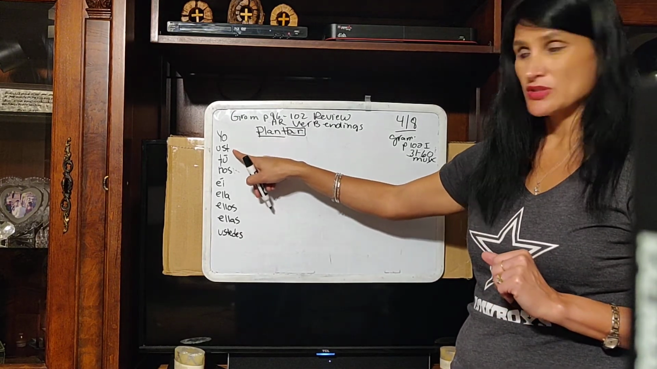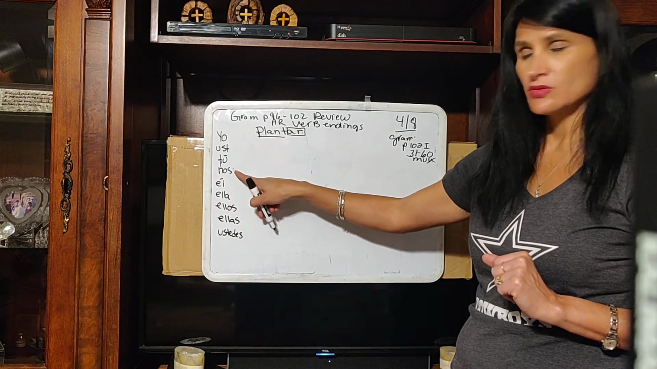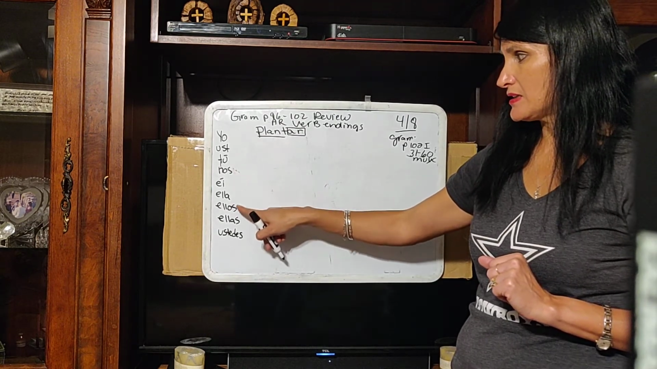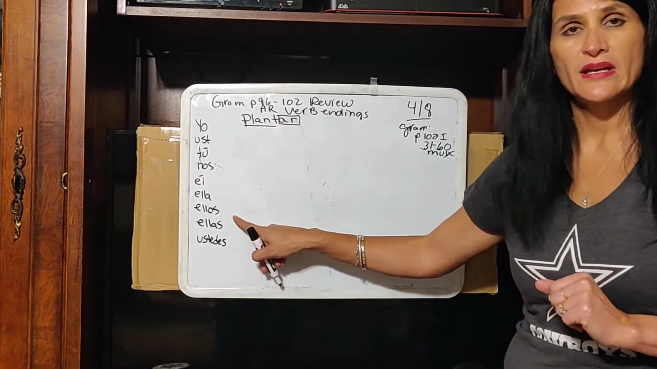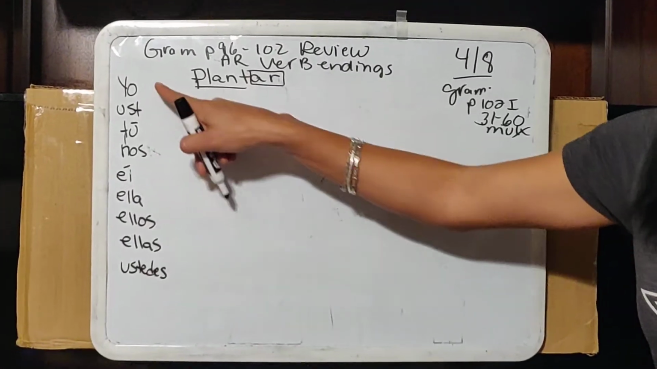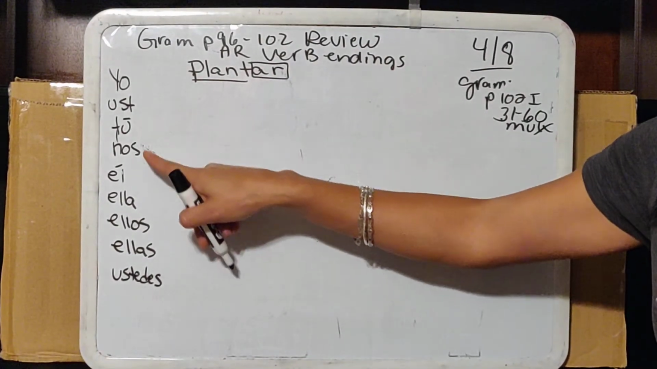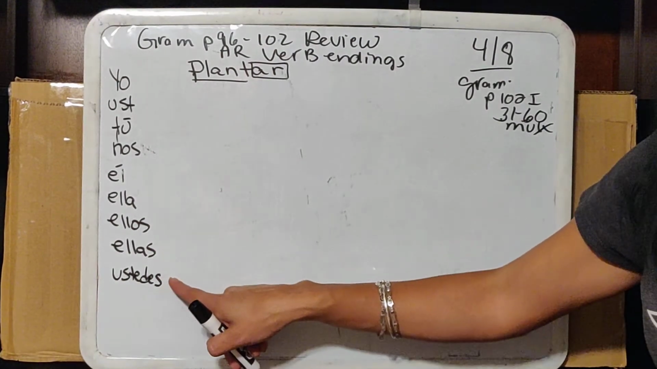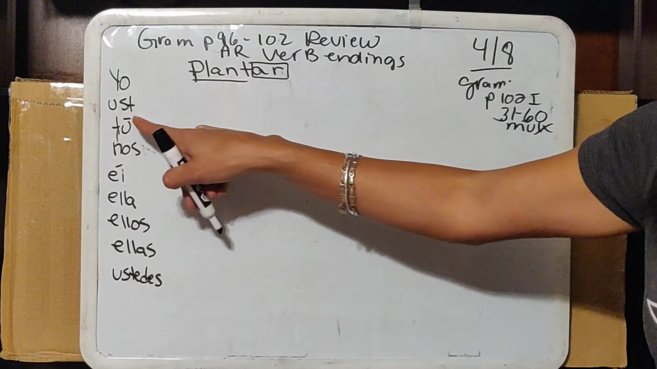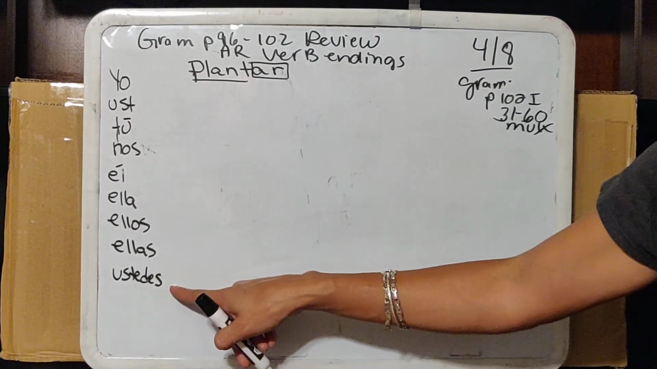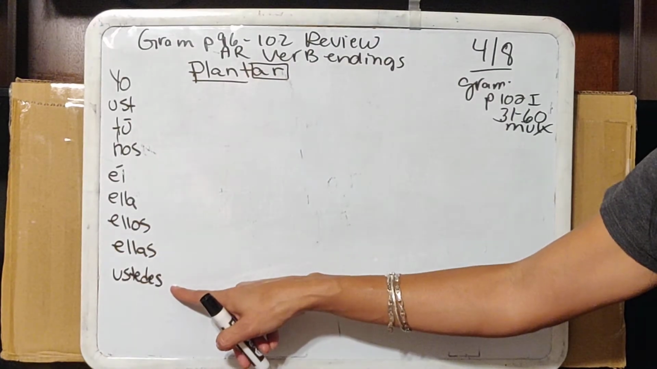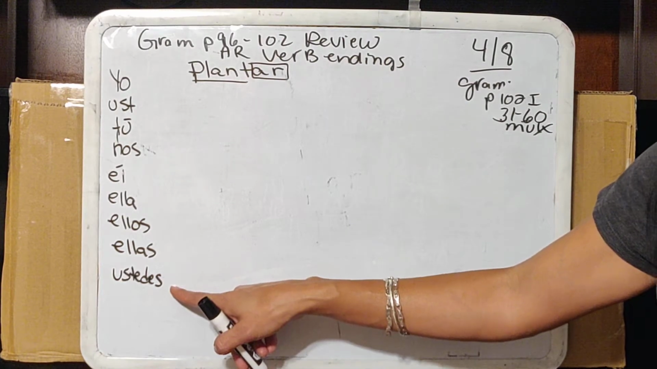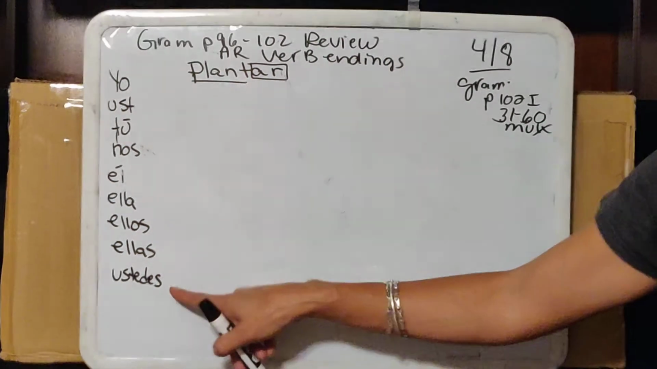Yo, usted, tú, nosotros, él, ella, ellos, ellas, ustedes. I, you formal, you informal, we, he, she, they male, they female, and you plural. You don't see the tú and the ustedes in this chapter, but I do include them because they're two pronouns that are useful and important. We use them often. So I do want you to have them.